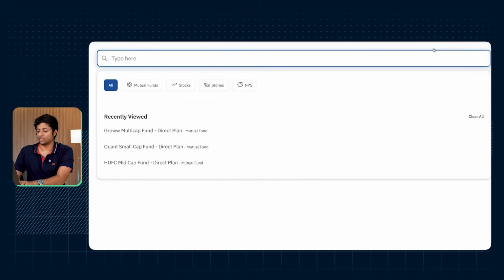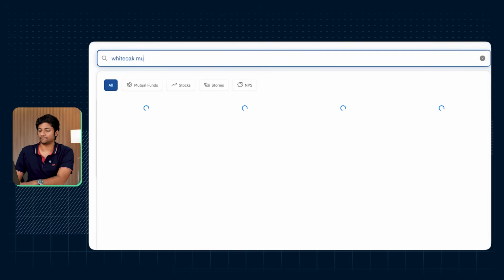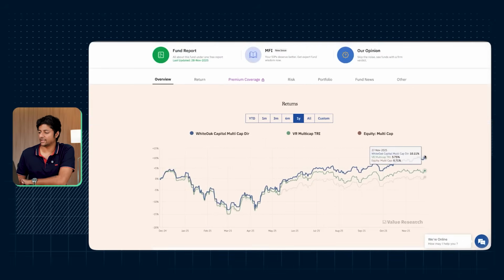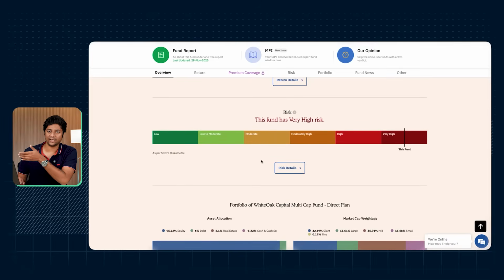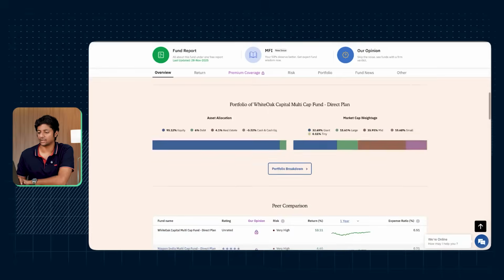Okay, the third one was the White Oak Multicap. If you look at the returns of this, it has been 10.11 and equity multicap has been 0.71. So again, very interesting from that perspective. Most of them have given, I mean, these are the top three, right? So the top three have given very good returns in the last 1 year.